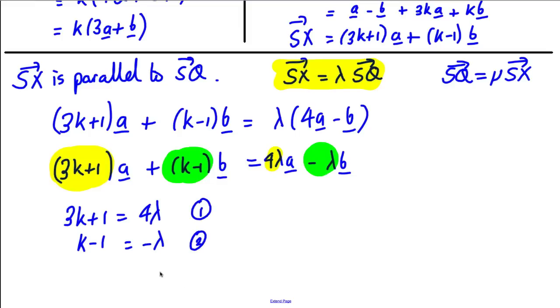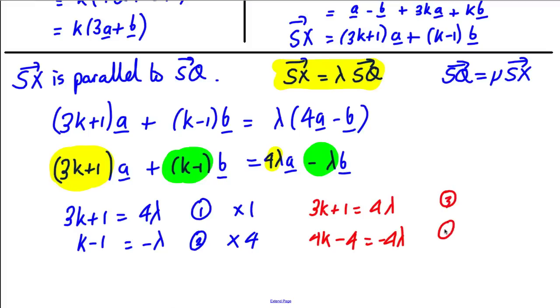We can solve them simultaneously to find lambda or k. We want to find k here. Now imagine we multiplied this equation by 4 and kept this equation the same, just multiplied by 1. We'd have 3k plus 1 equals 4 lambda, no change, and here we'd have 4k minus 4 equals negative 4 lambda. That could be equation 3 and 4.